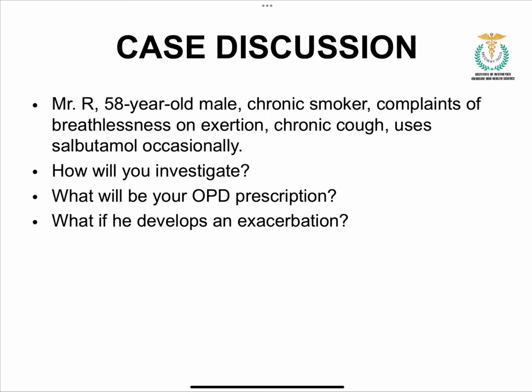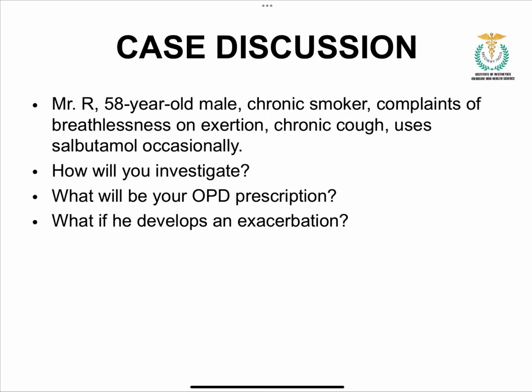So what history would you elicit? First thing, duration of cough and breathlessness. Ask for smoking history, check for sputum characteristics, and whether he has any exposure to dust or air pollution. And also ask about any exacerbation episodes and any comorbidities like diabetes or any cardiac issue. So these are the histories we have to ask the patient.